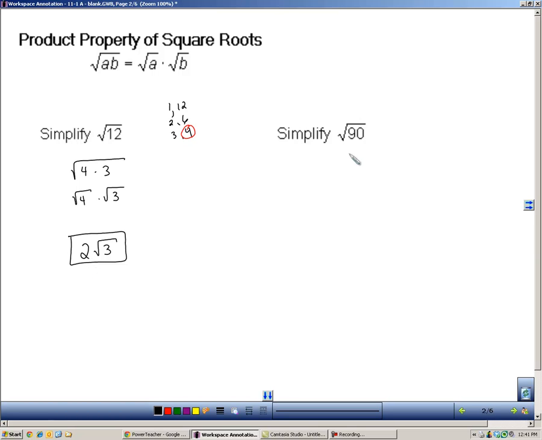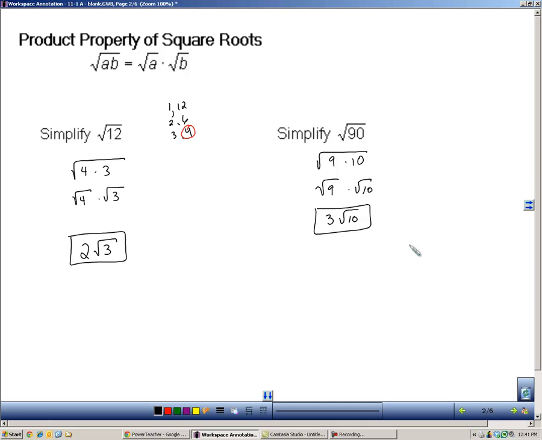Our next example is the square root of 90. So we have to think about any factors that exist in 90 that are perfect squares. Well, I know of 9. 9 times 10. So according to the product property, I can make this the square root of 9 times the square root of 10. And what is the square root of 9? It's 3. So 3 root 10 is how we would simplify the square root of 90.